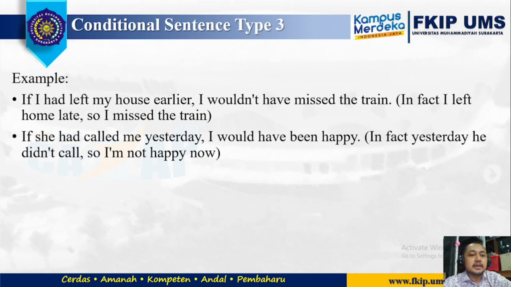If I had left my house earlier, I would not have missed the train. In this sentence, we can say that the fact is I left home late, so I missed the train. And the next example is: if she had called me yesterday, I would have been happy. Can you guess this? The fact is yesterday she didn't call, so of course I'm not happy now, right?